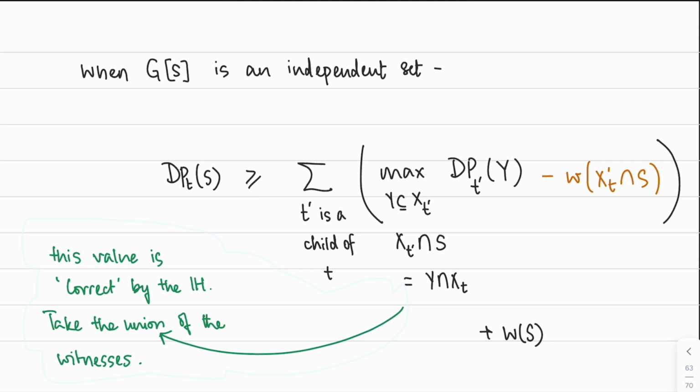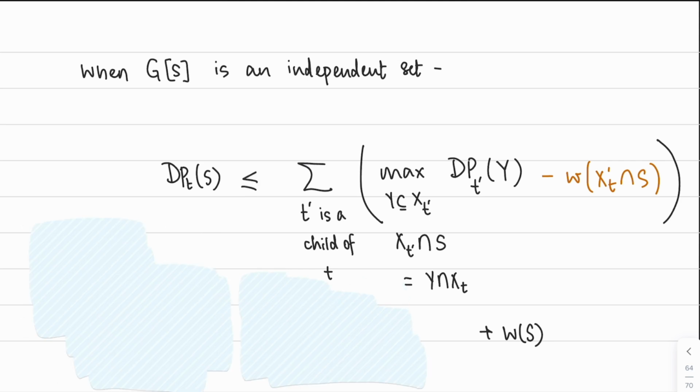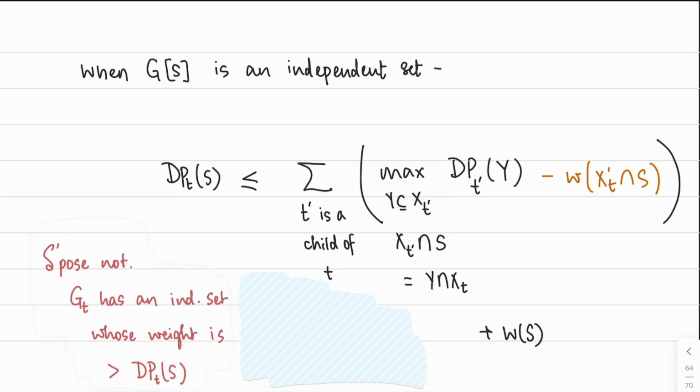This is where it plays into the argument for correctness. Now, the other side of the inequality is that you cannot do better. Here, the intuition is to argue by contradiction. You can say, well, suppose somebody does better, they give us an independent set in GT, which picks exactly S from XT, but its overall weight is bigger than what we have recorded here.